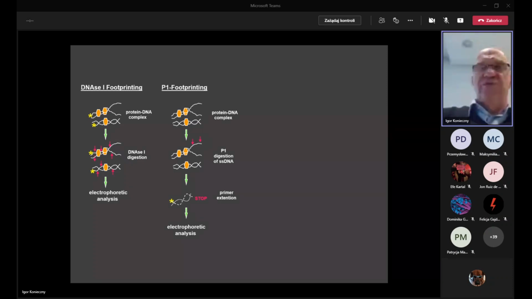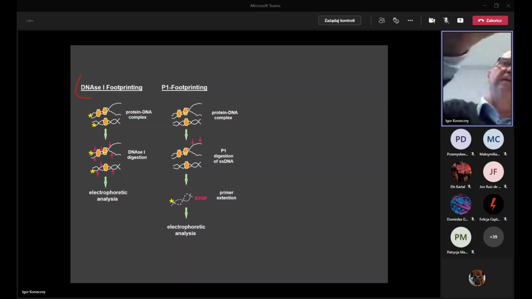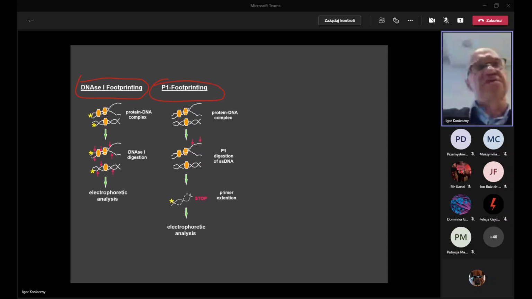Also, I would like to stress your attention on methods. So we discussed DNase I footprinting as a method for identification of protein interactions with DNA, and identification of actual sites of these interactions on the DNA molecule. Then we discussed P1 footprinting, which is a different type of footprinting based on the nucleolytic activity of P1 enzyme, and this combined with a primer extension reaction gives you the possibility to find the single-strandedness and identify the sites where the DNA is single-stranded.